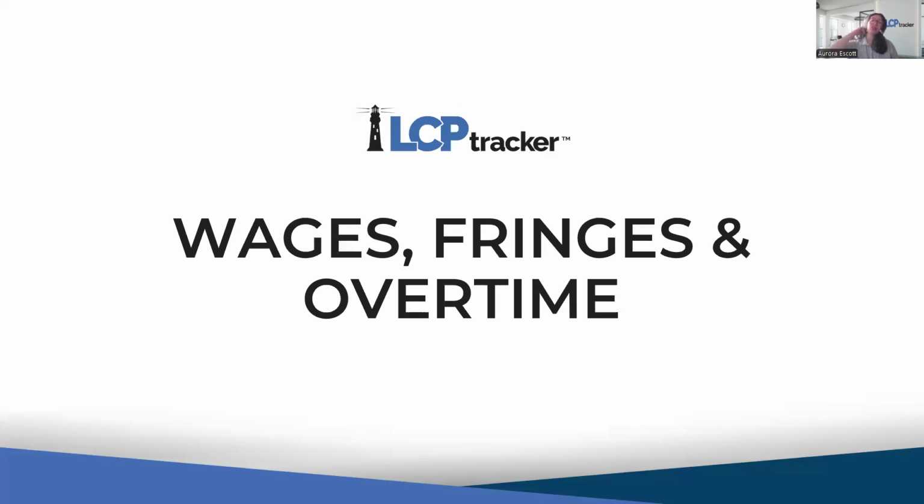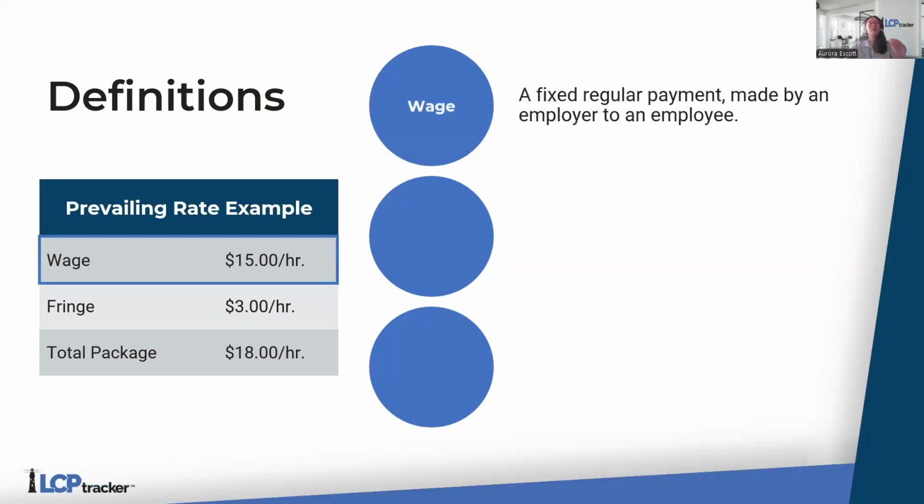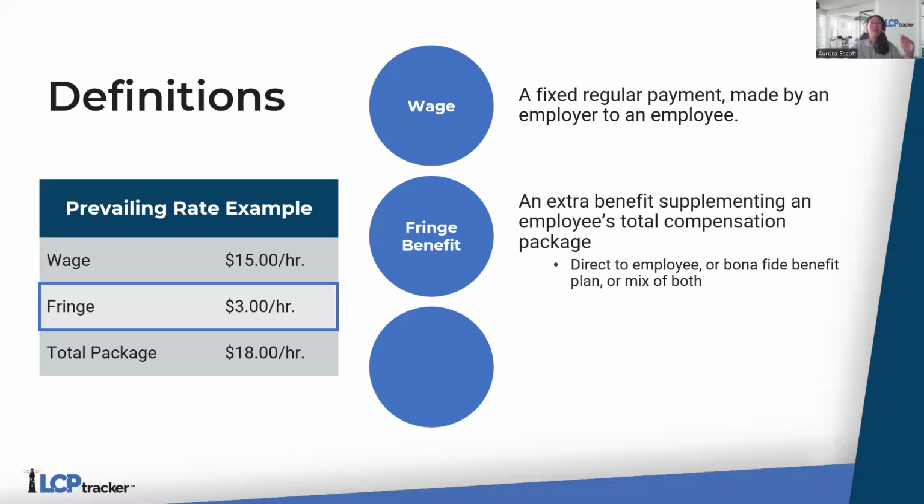Okay, let's talk about wages and fringes themselves. How do we actually pay our employees? We're going to start at the top. Prevailing wages are broken up into two pieces. The first piece is your base wage. That's paid at a fixed rate directly to your employee, on their paycheck, for every hour that they work on a job site. The fringe benefit is the second part of the prevailing wage.